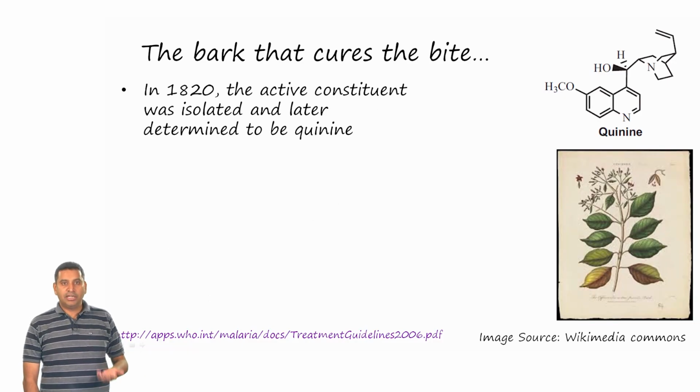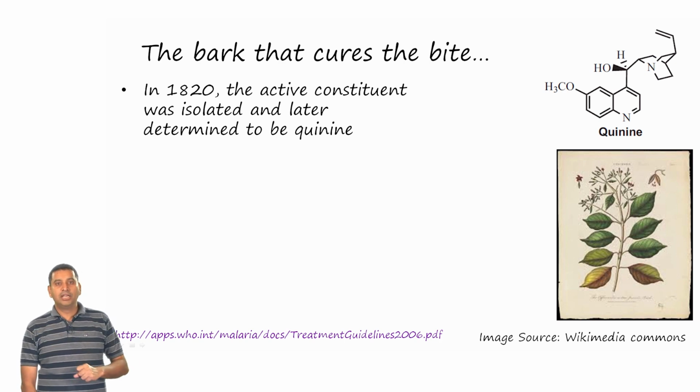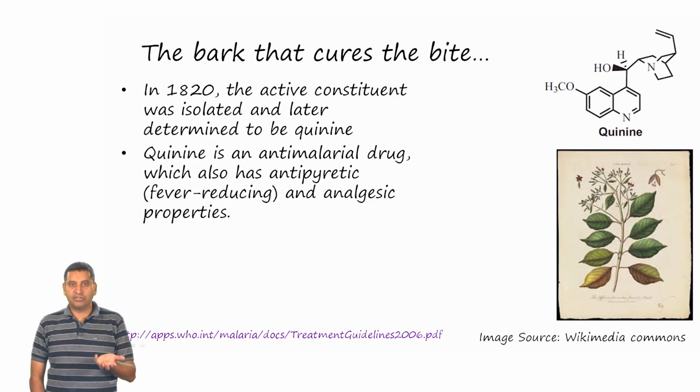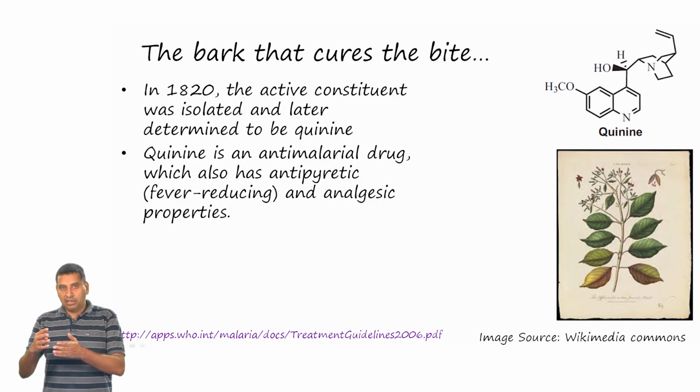Much later, in the 19th century, the active constituent of this herb, of this bark, was found to be quinine. Okay. So, once the structure was determined, then quinine was subsequently mass produced, and it has been widely used as an anti-malarial drug. At this time, it was also discovered that malaria was actually caused by a mosquito bite, and it was caused by Plasmodium falciparum and so on and so forth.